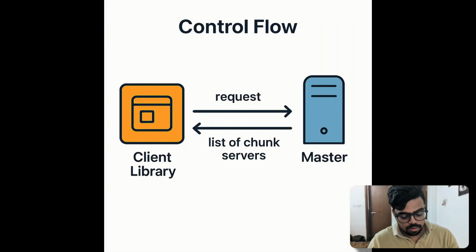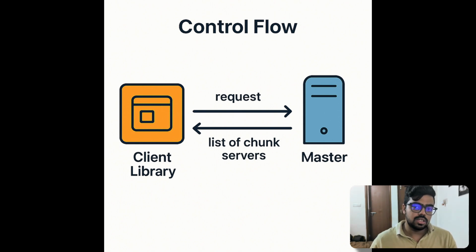Okay, so now that we have gone through the major components of the system, let's try to understand how these components work together. There are primarily two flows. One is called control flow and one is called data flow. So what is control flow? Control flow basically means the flow that doesn't involve the data directly. You can think of it as the flow to figure out where a particular chunk is located, or, if you want to write a chunk, where it should be written.